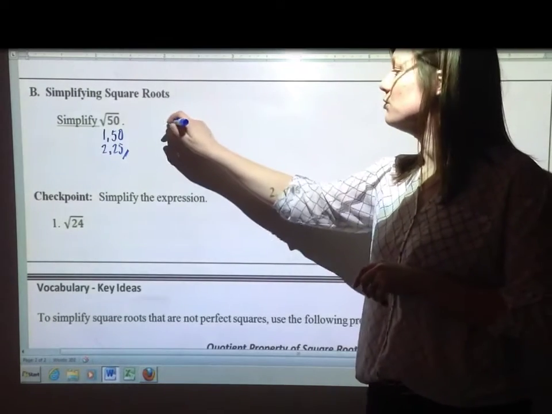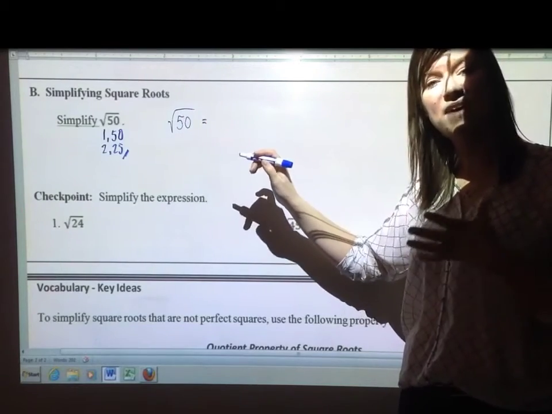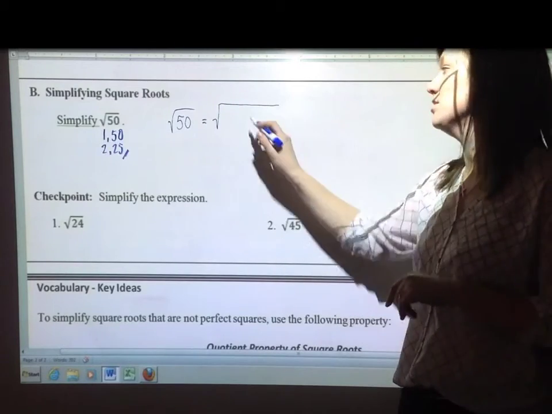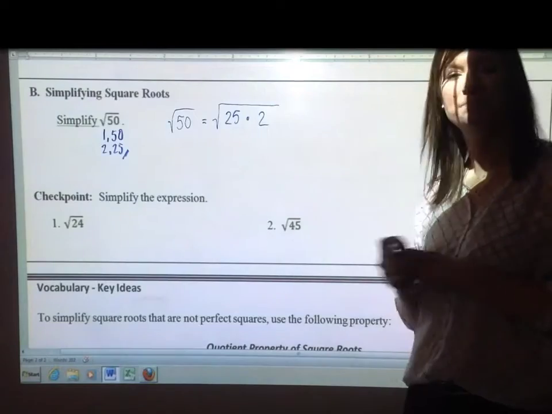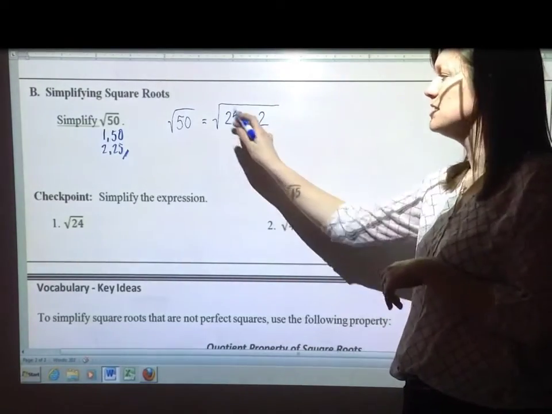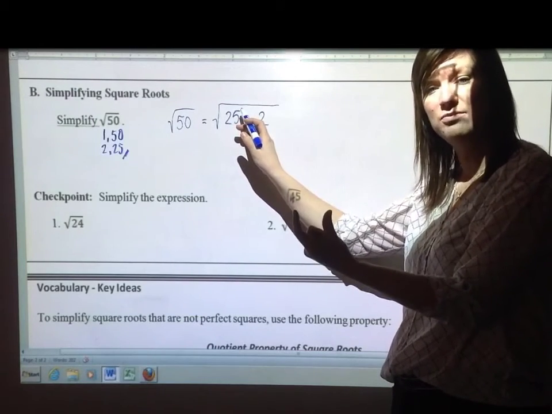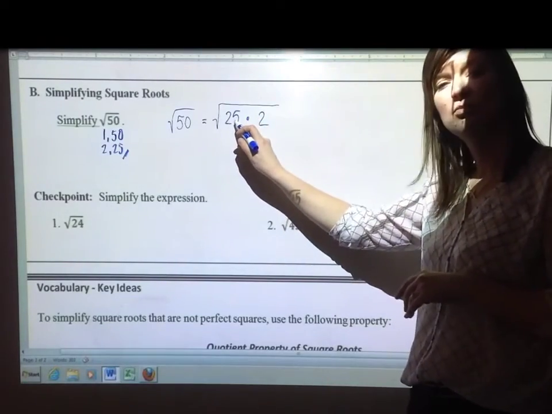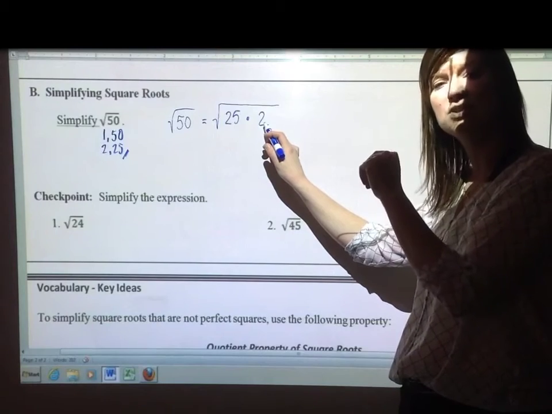So I'm going to rewrite the radical of 50 as the radical of the factors. So I'm going to extend that radical bar because now I'm going to have 2 numbers underneath. I have 25 times 2. And I always write the perfect square first because when you take the square root of it, that's going to give you that integer out front. So that's what I want to do. I want to make sure it's out front. So I put the perfect square factor first and then the non-perfect square after.